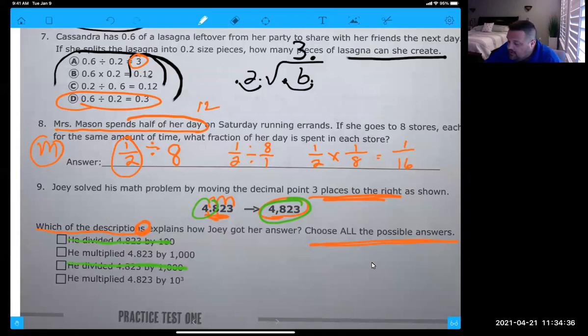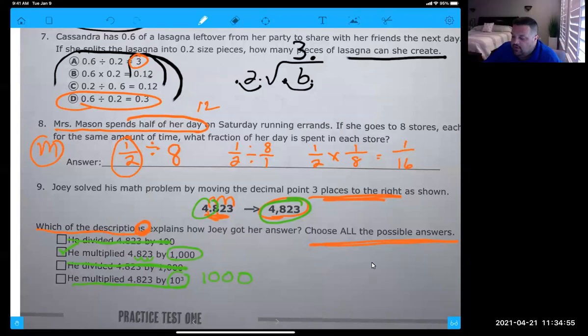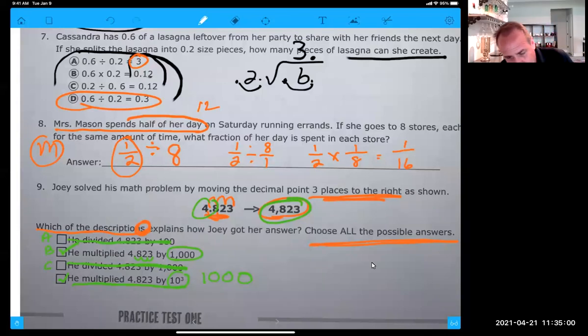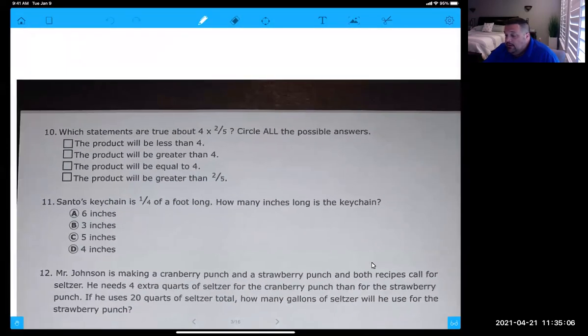Well, 4.823 times 1,000 would be moving the decimal 3 spots. 1, 2, 3. So that one totally works. This one, they're just trying to trick you, but 10 to the 3rd is a 1 with 3 zeros, right? So 1,000. It's the exact same problem, right? It's the exact same thing. So for the purposes of your canvas, you choose 2. This is going to be A, B, C, and D. And make sure you pick B and D. All right, couple more. Let's keep going.